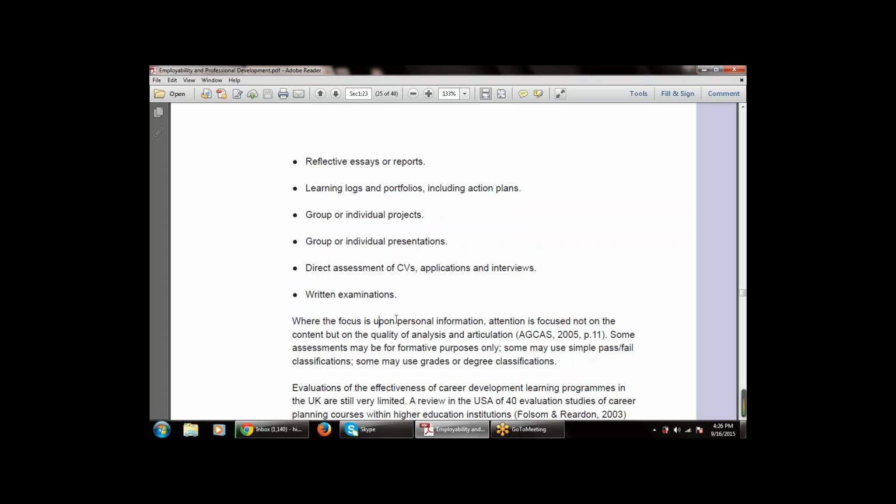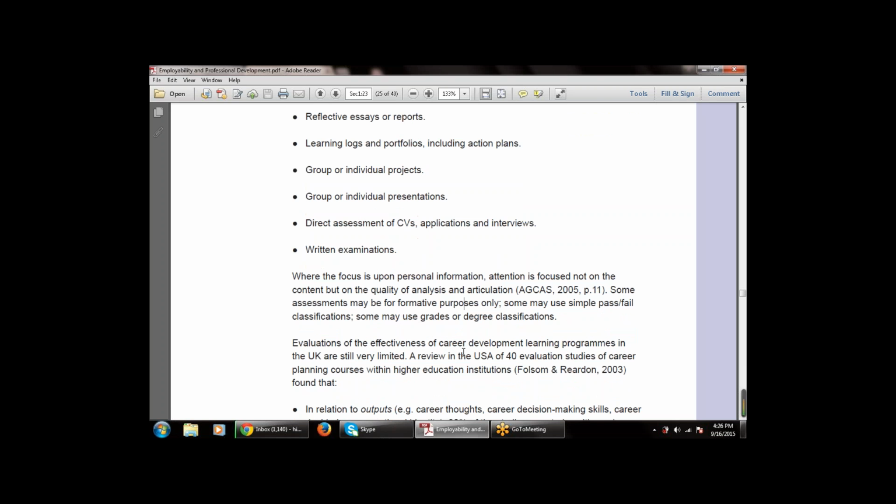And where the focus is on personal information, attention is focused not on the content but on the quality of the analysis and the articulation. Some assessment may be for formative purposes only, some may use a simple pass/fail classification, and some may use grades or degree classification.